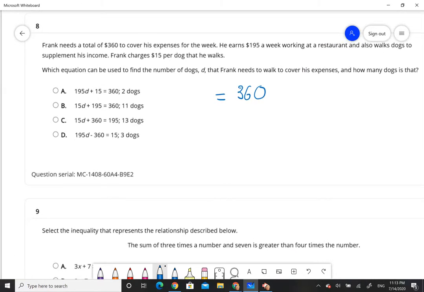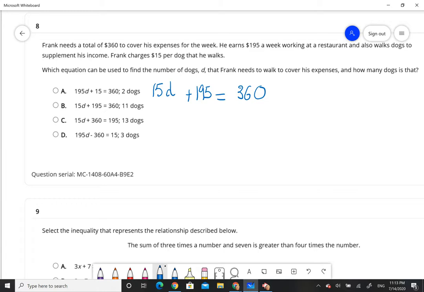And he earned $195 a week, right? That means he already has a constant of $195 a week by working at a restaurant. But then he wants to work with dogs, and he charges $15 per dog. So that means 15D plus 195 equals 360.